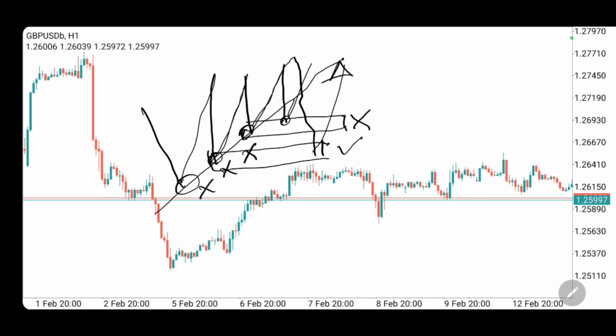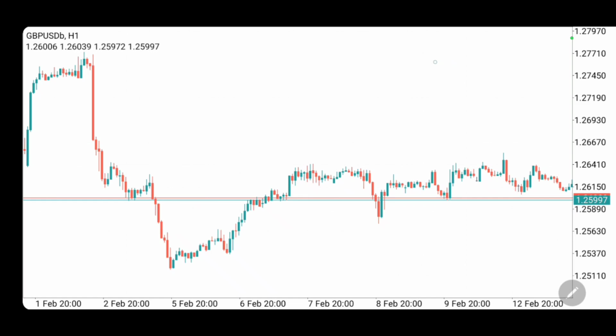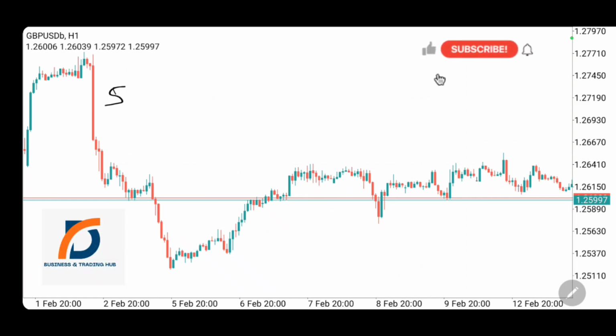So this is very, very important. It's very key that you pay attention to liquidity pools. So that is the fourth reason why your setups fail. Now the fifth reason why your setups fail is that you are trading inducements.